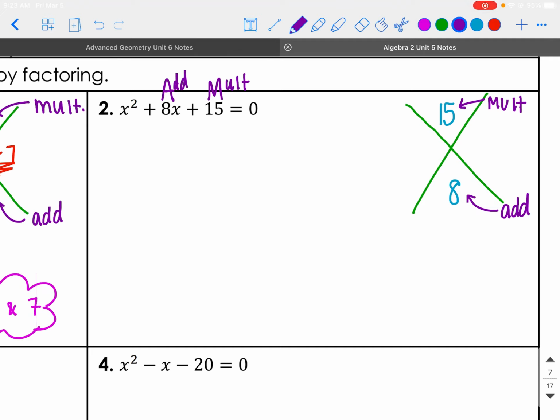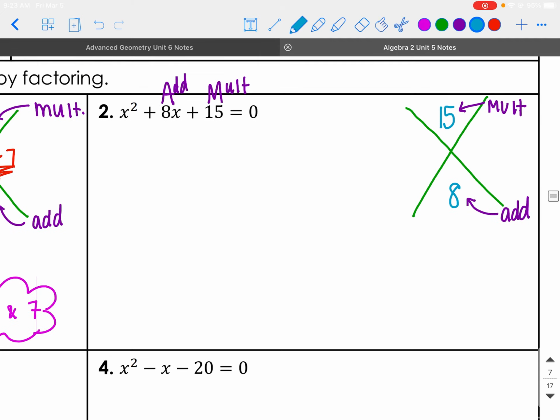If you can just look at it and you know without having to write it out, that's okay. But I'm going to write out all the ways that we could multiply to be positive 15. 1 and 15. 3 and 5. Or we could both be negative. Negative 1 and negative 15. Negative 3 and negative 5.